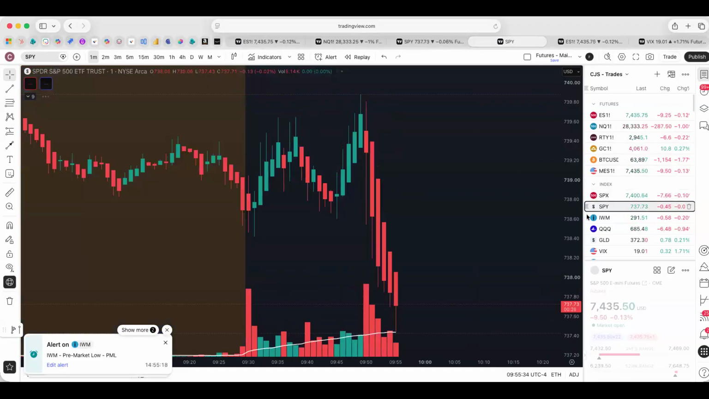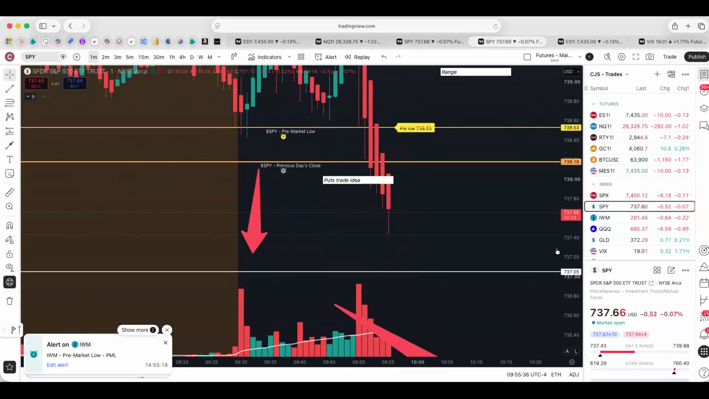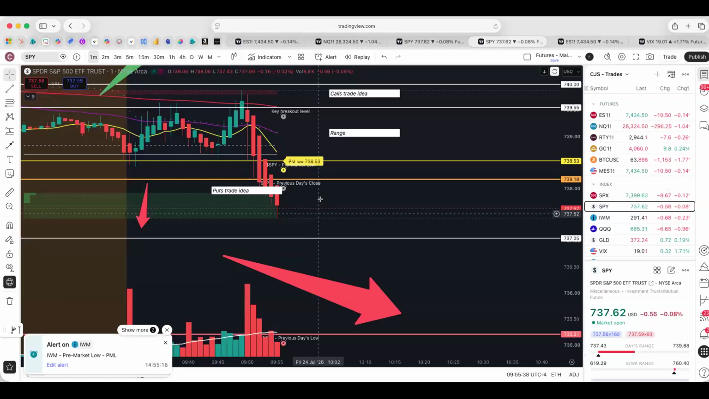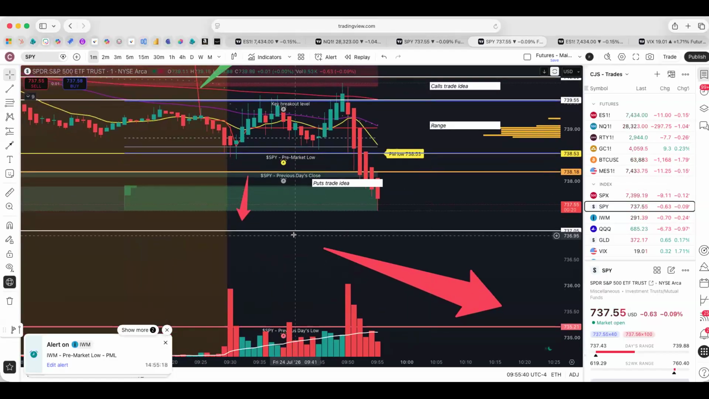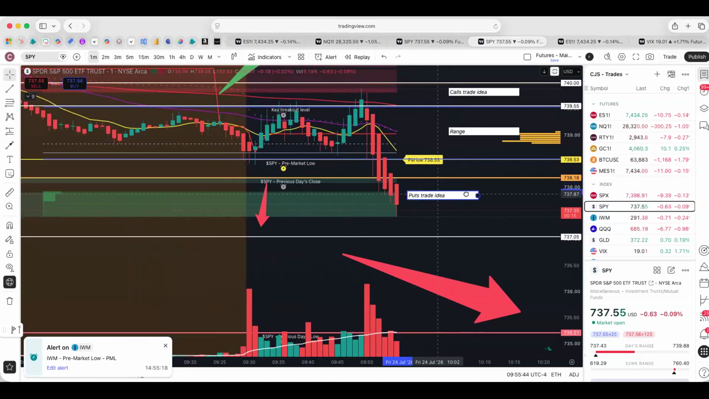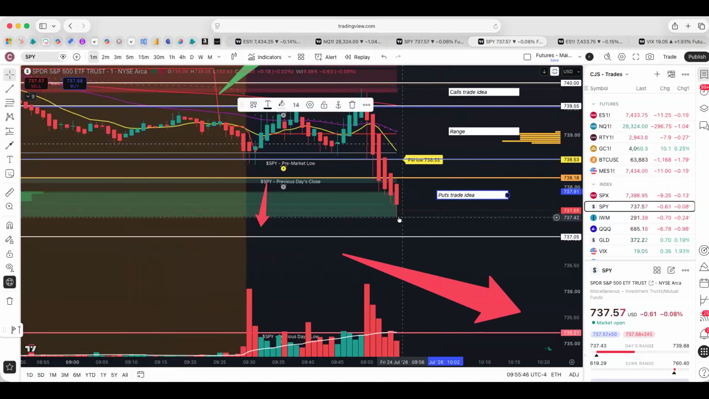Let's quickly check SPY. You guys, SPY, look, puts idea, we're there now, okay? So this is your first price target. So if you're trading options, you're in puts, you should be in profit in this candle. $26 on that one. Okay, so take your profit. $36, you're already halfway through your $50 a day target.